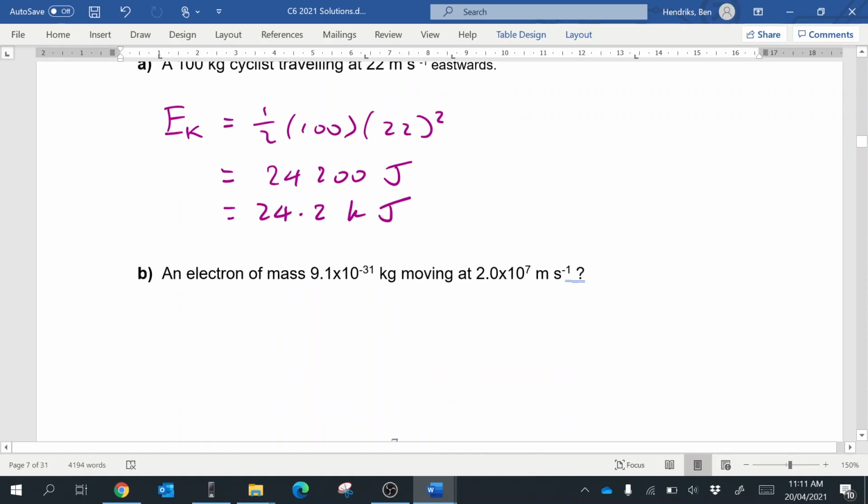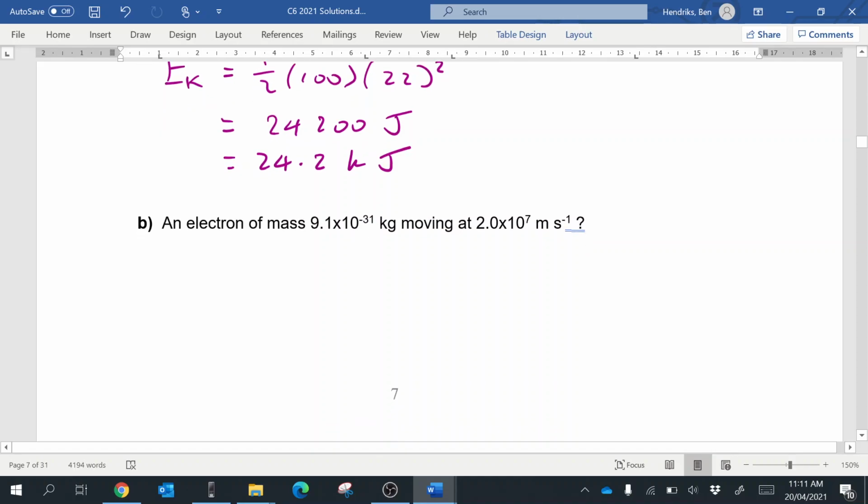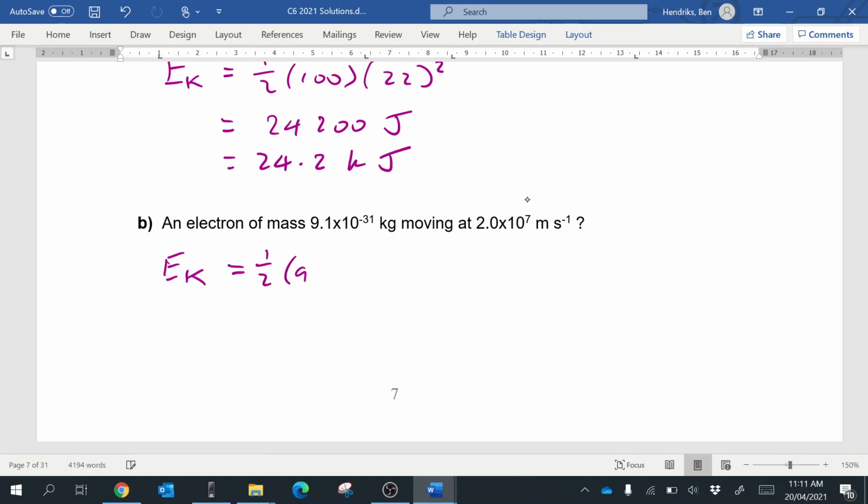An electron of mass 9.1 times 10 to the negative 31 kilograms, moving at 2.0 times 10 to the 7 meters per second. So it's going very, very fast. Remember that the speed of light is 3.0 times 10 to the 8, so anything getting up towards those speeds is very, very quick. We use the same formula again: 9.1 times 10 to the negative 31 times 2.0 times 10 to the 7. Let's put that into our calculator.